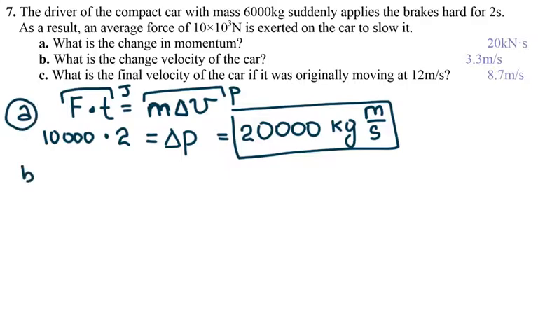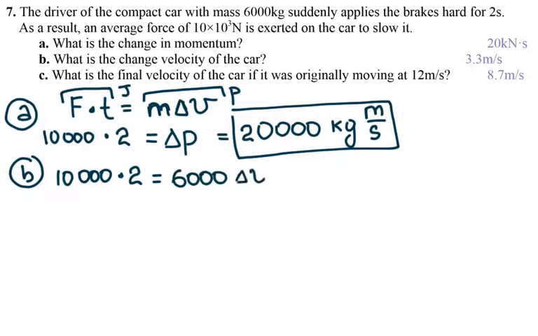For part B, what is the change of the velocity? So now I can say that it is 10,000 newtons times 2 seconds. And instead of writing change of the momentum, I'm going to write the mass times change of the velocity. And they asked me to find the change of the velocity. So I'm going to divide both sides by 1,000. And then both sides by 2.